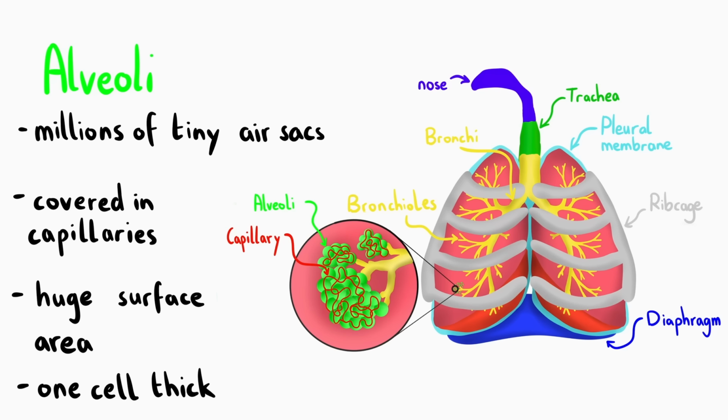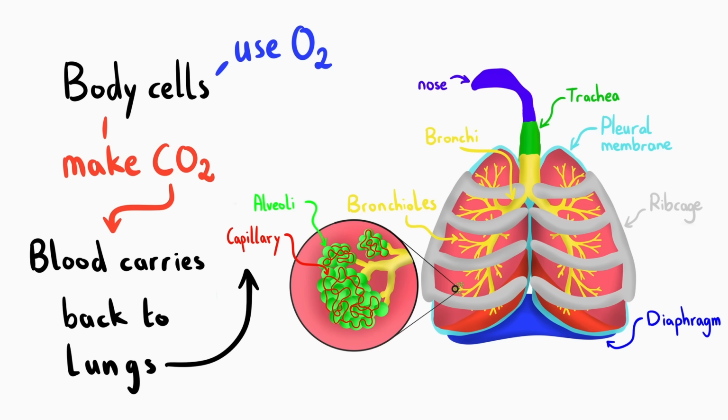The walls of both the alveoli and capillaries are extremely thin, just one cell thick. This allows gases to diffuse quickly between the air in the alveoli and the blood in the capillaries. When blood arrives at the lungs, it's returning from the body's tissues where it has picked up carbon dioxide and released oxygen. This blood is low in oxygen and high in carbon dioxide.